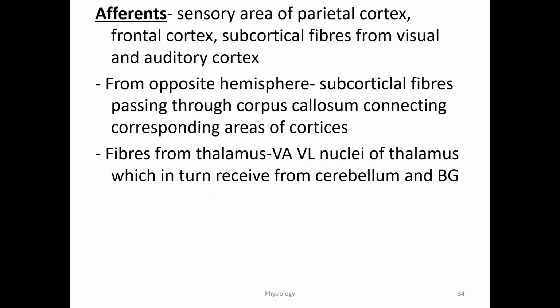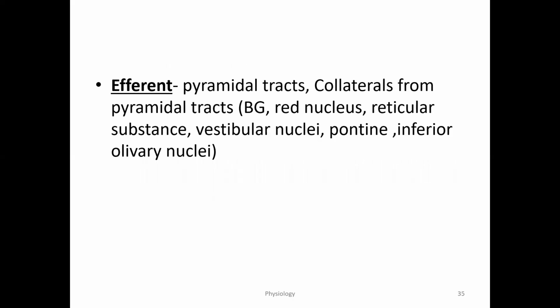Now, the afferents for the motor cortex area are mainly from the sensory area of the parietal cortex, also from the thalamus, the ventral anterior and ventral lateral nuclei of the thalamus, and from the opposite cerebral hemisphere. That is called subcortical fibers through the corpus callosum.